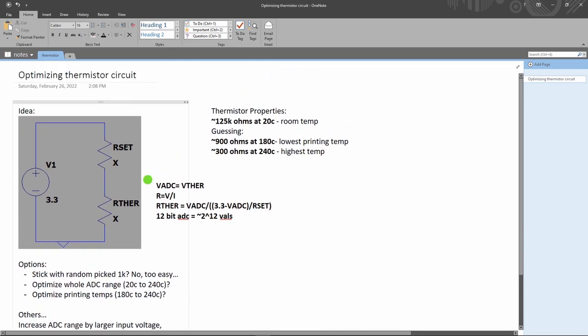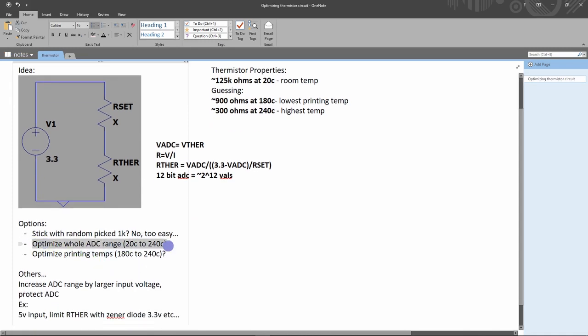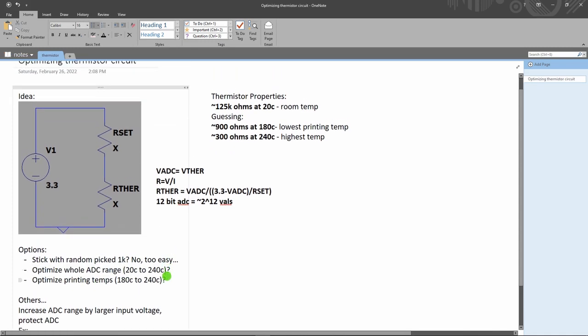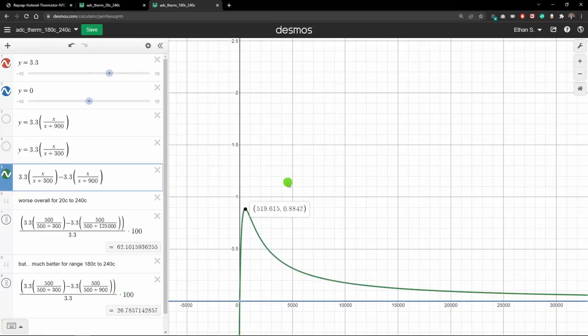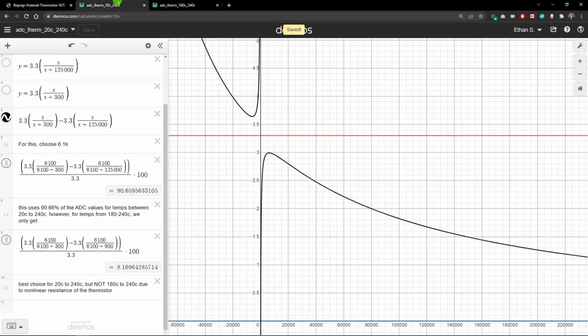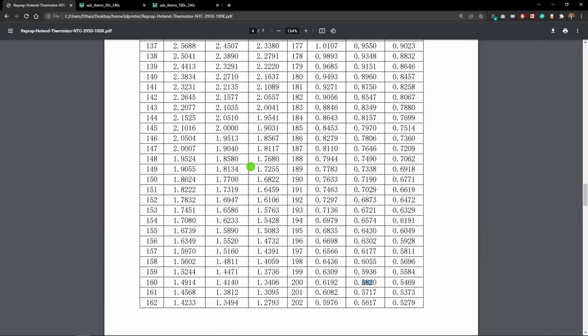So that's all I wanted to talk about and specify about how I'm choosing this R set for my temperature optimization for the printing temperatures. I'm going to be going with, as I said, the 500 ohm, but I just wanted to make a video about how I'm doing this math to figure out what's going on here and what I should choose.